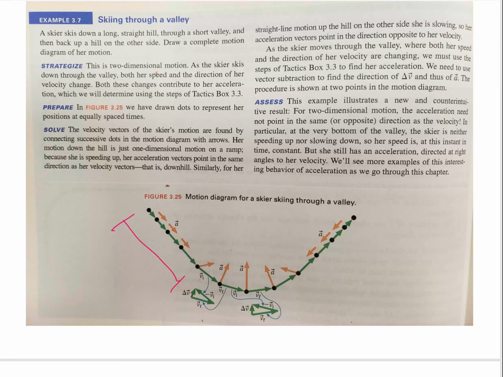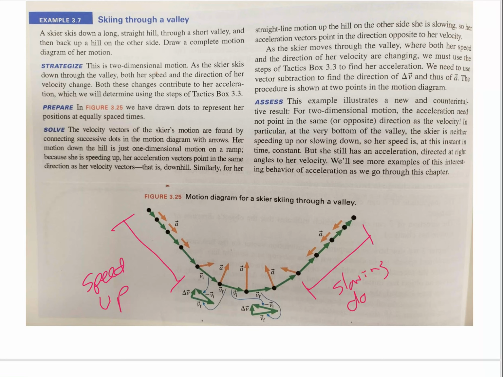So we see that since this is a long straight hill, what is happening to the velocity, the green vectors? They're getting longer and longer. So we see that the skier is speeding up, right? And we go through the valley, let's talk about that in a minute. But on the other side, we have this region right here. What's happening here? Slowing down. Because of gravity.